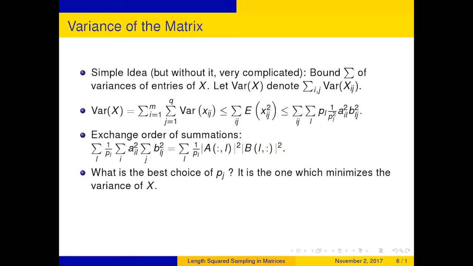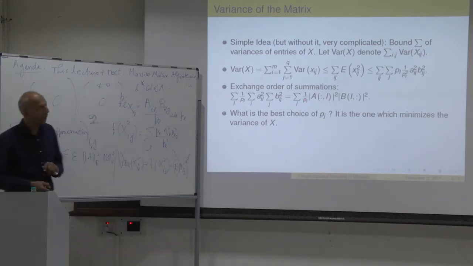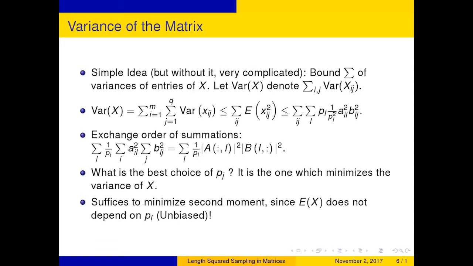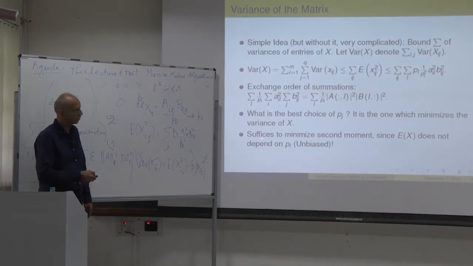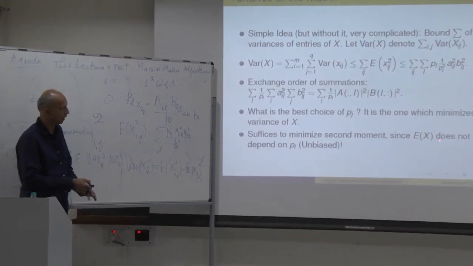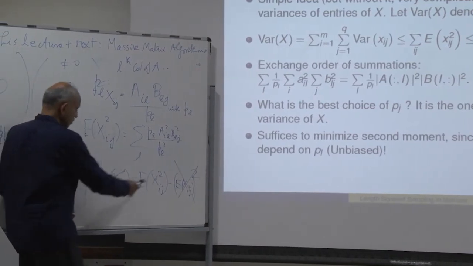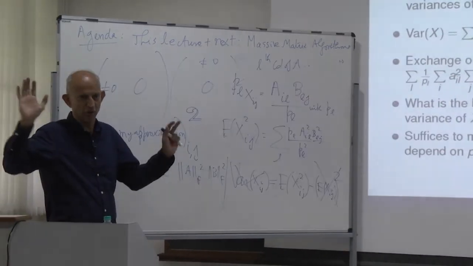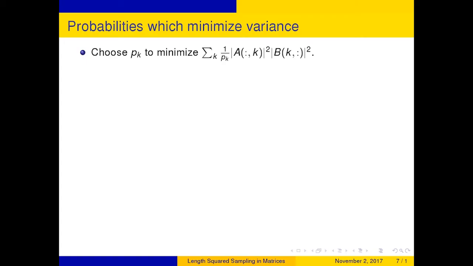So now I ask, what's the best choice of PL? I want to minimize this. PLs are at my control, I can choose any PL I want, let's say for the moment. What choice of PL would minimize the variance of X? Instead of minimizing the variance, we can minimize the second moment, since the expected value term is fixed. Again, I'm summing over all ij. But unbiased means every entry has an expectation which is fixed, independent of P.